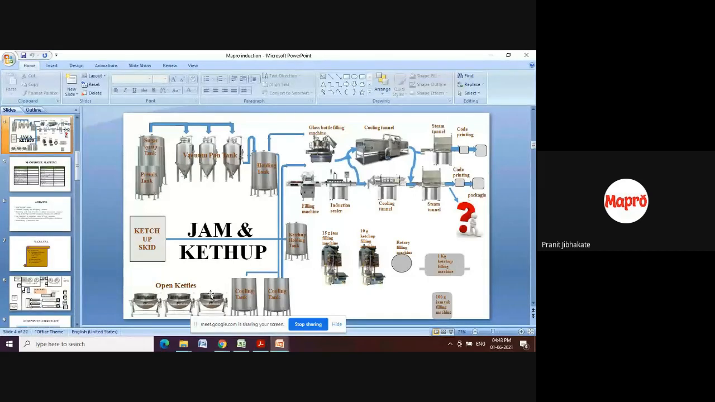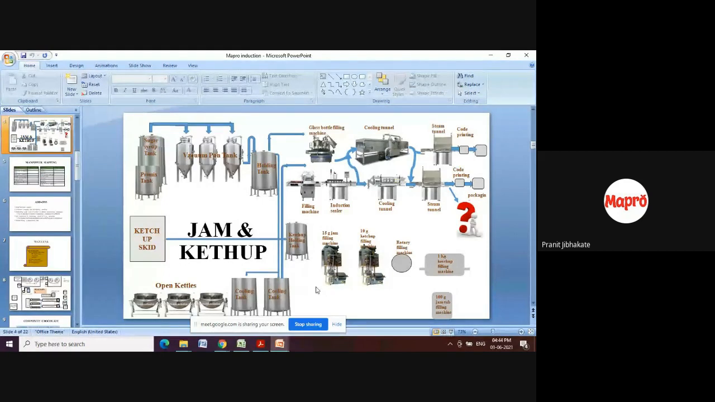We can do the whole operation in open kettles also. Okay. If you are making marmalade or any whole fruit jam, an open kettle would be better because with pipelines, there are limitations in transferring the jam through pipelines and through pumps. Okay.